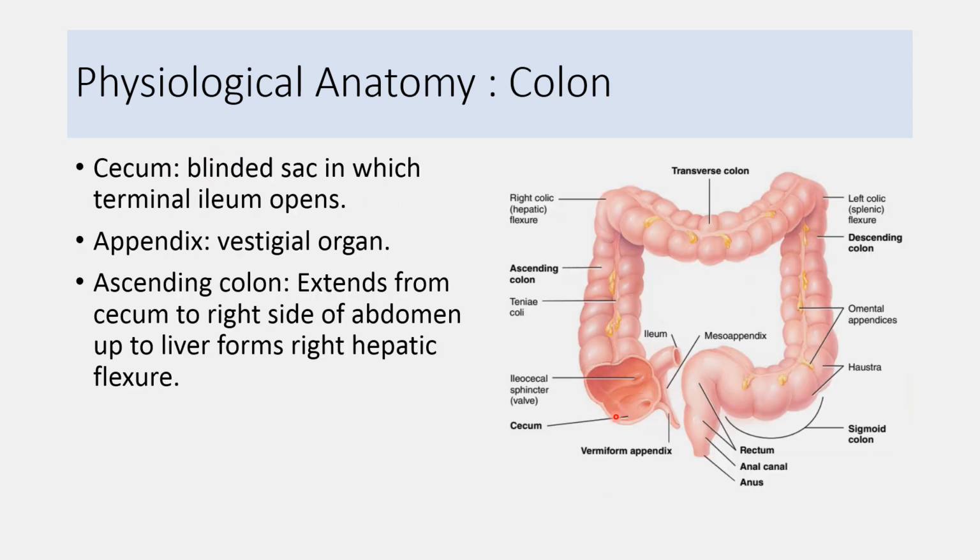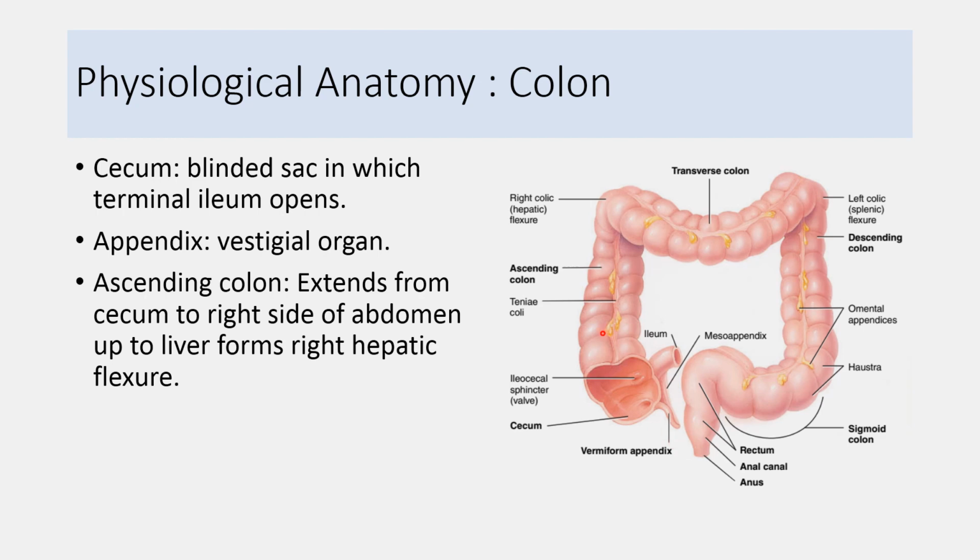The cecum is a blind sac in which the terminal ileum opens through the ileocecal sphincter. The cecum also contains the opening of the vermiform appendix. The appendix has a worm-like appearance and is a vestigial organ in human beings. Inflammation of the appendix produces appendicitis and needs surgical removal of the vermiform appendix.